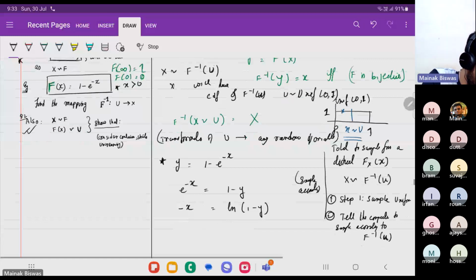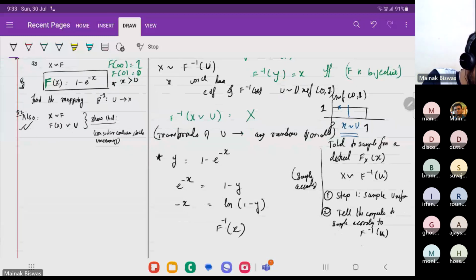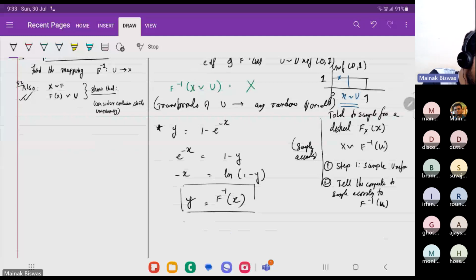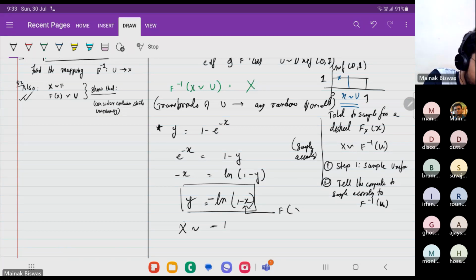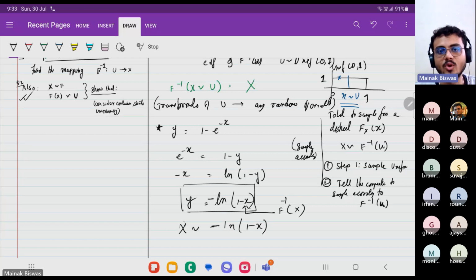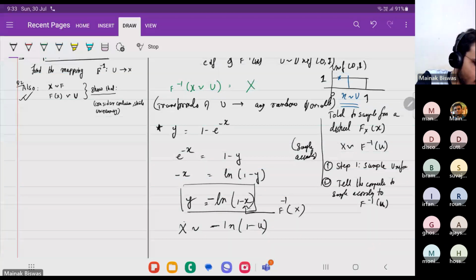So what did I tell? So f inverse of x is equal to y, and I told you this is your f inverse function, which is minus log of 1 minus x. If you sample according to it, you will be getting the appropriate distribution, 1 minus u, right? This is equal to f inverse of u, right?